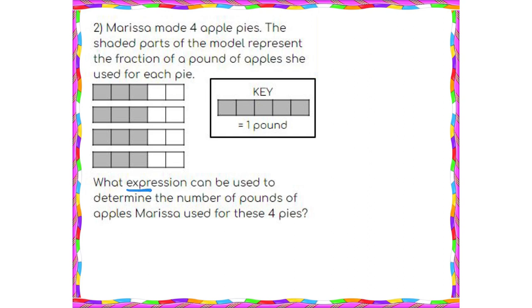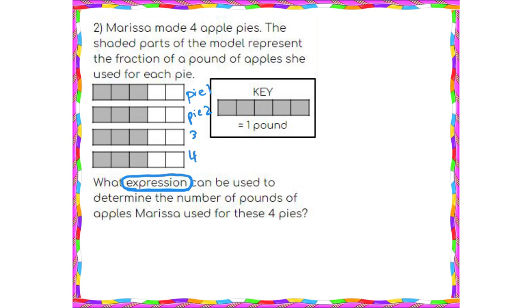So, first of all, we want an expression. That means a number sentence. What math are you going to do to get the answer? We know that she's made 4 pies, and the models show what each pie is. So this is pie 1, this is pie 2, 3, and 4.